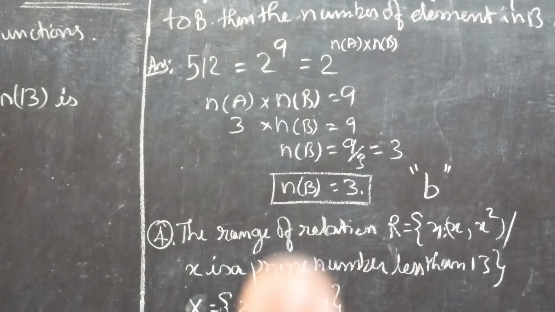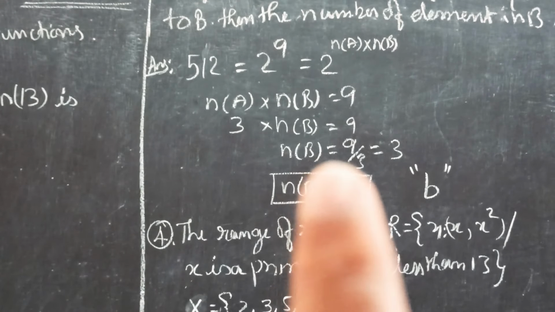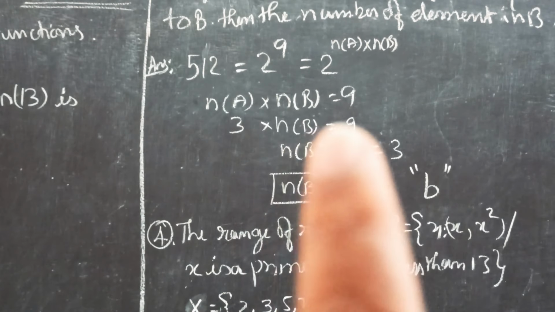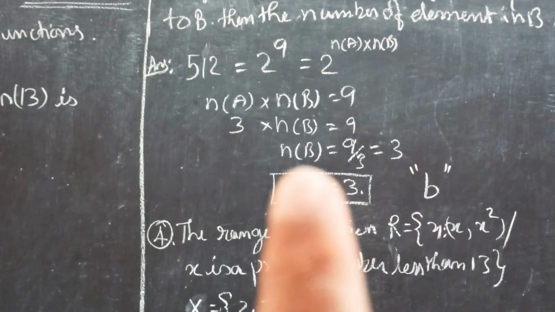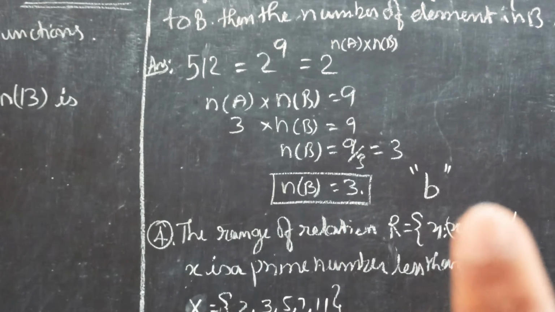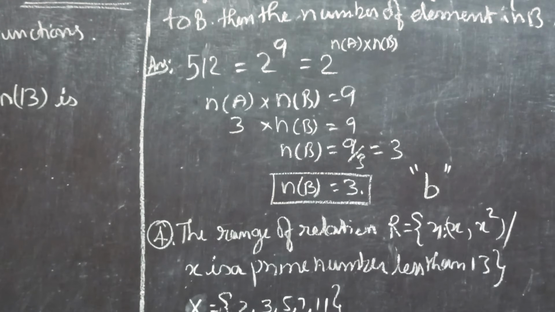N of A we are given with 3 elements. So 3 into n of B is equal to 9. N of B is equal to 9 by 3, which is equal to 3. Therefore n of B is equal to 3. The option given is B. Now coming to question number 4.